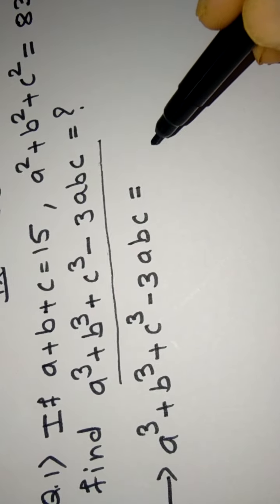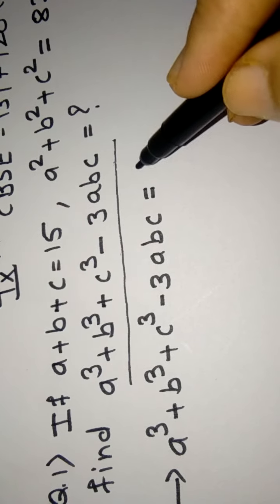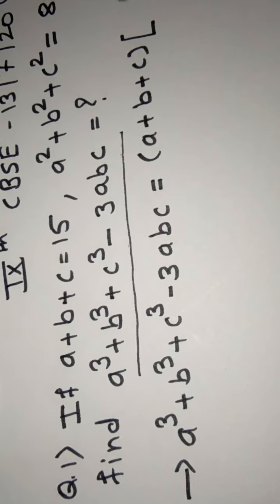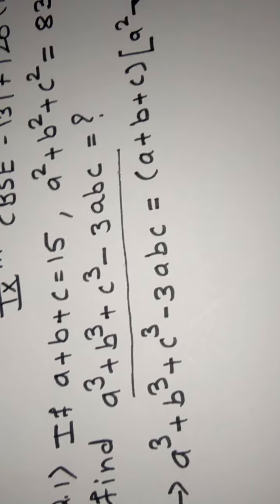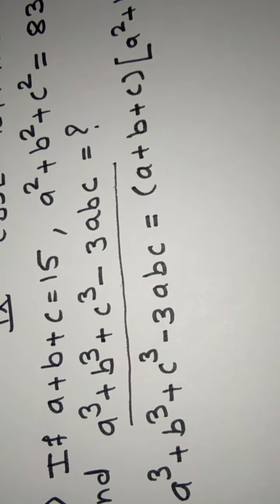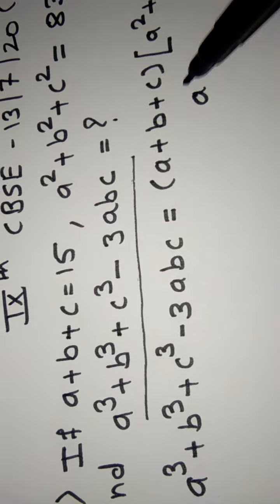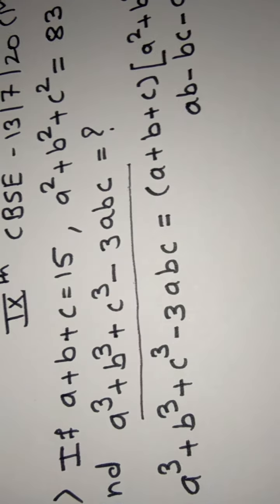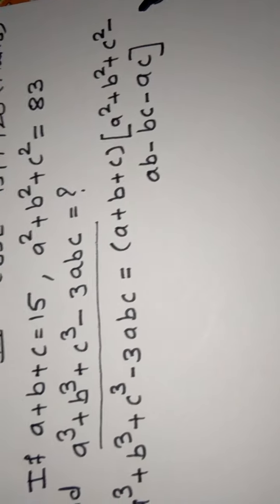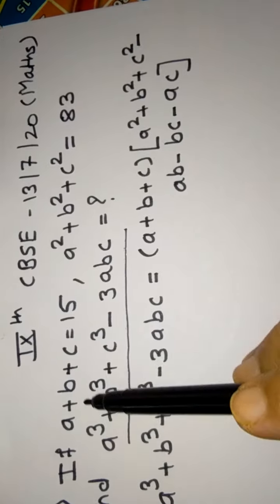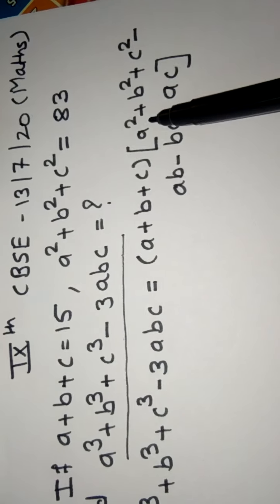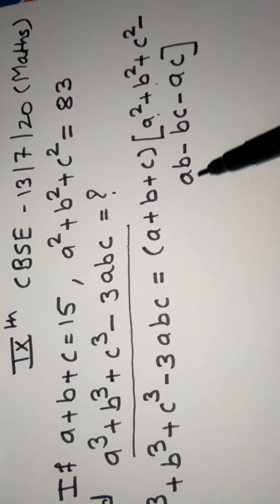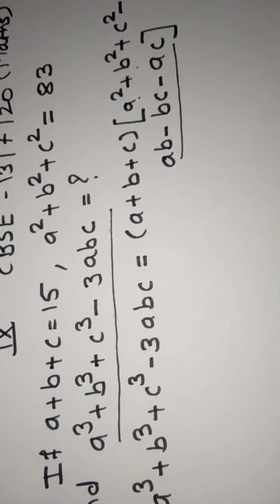The identity I have given to you is a cube plus b cube plus c cube minus 3abc is equal to a plus b plus c in the first bracket, and in the second bracket a square plus b square plus c square minus ab minus bc minus ac. These are the two brackets. But we have only the value of a plus b plus c. We do not have the value of a square plus b square plus c square. How to find this value?